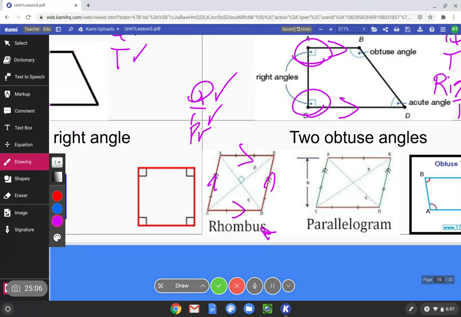Notice how this shape right here has right angles, so it makes it a square. It has all the same attributes as this rhombus, such as 4 sides, 2 pairs of parallel lines. All 4 sides are congruent, but the only difference is the right angle.